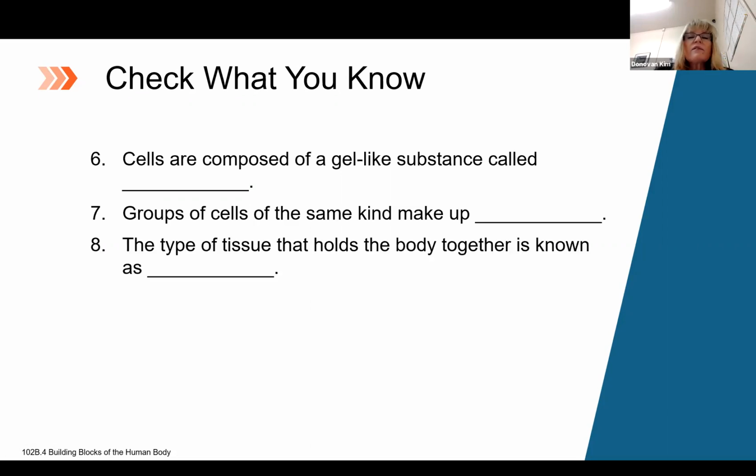Number 6, cells are composed of a gel-like substance called what? I was struggling trying to get this thing to work. Protoplasm. Okay. Yeah, there you go. Protoplasm. Groups of cells of the same kind make up what?